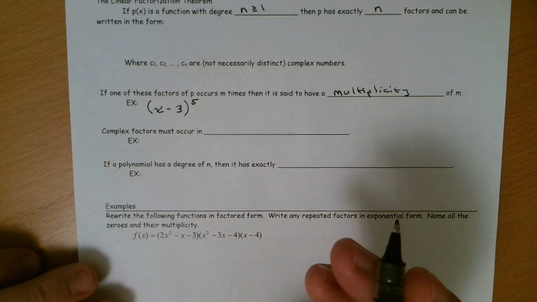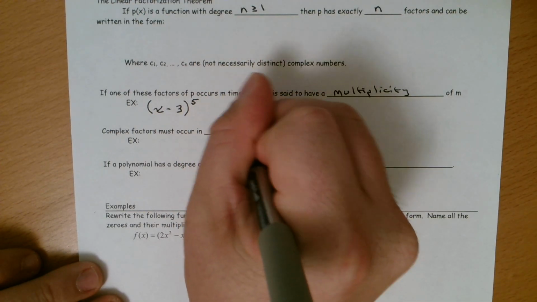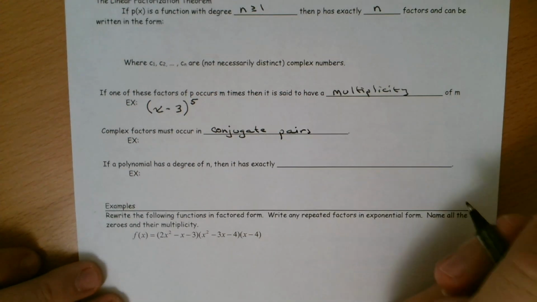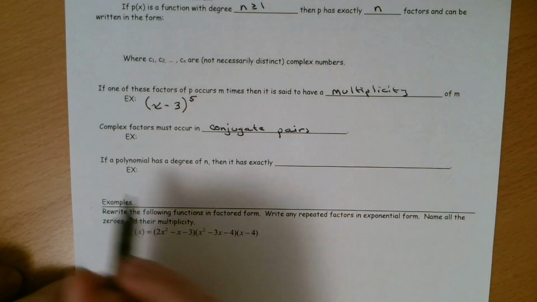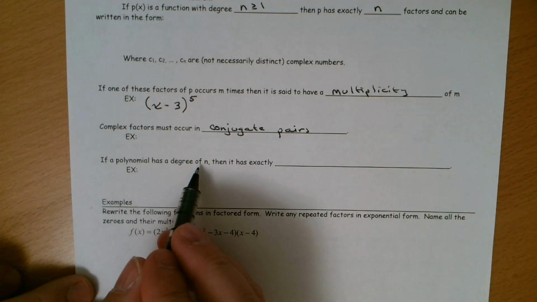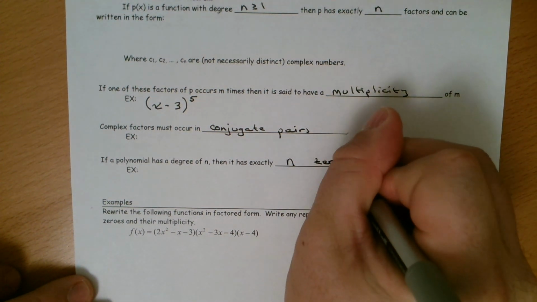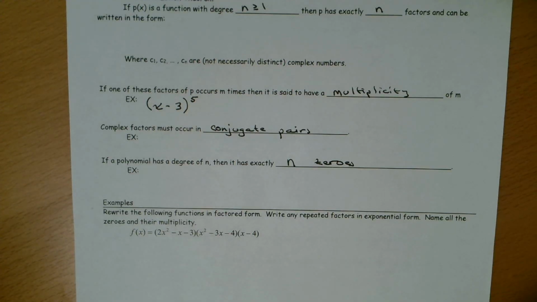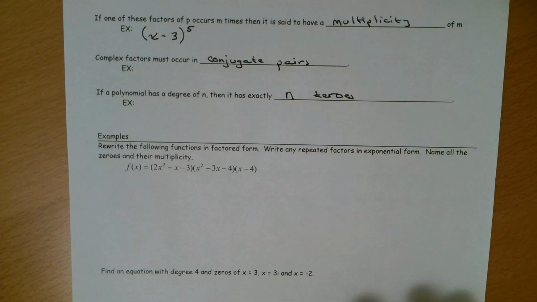So we know that complex factors always occur in conjugate pairs. And lastly, if a polynomial has a degree of n, then we know it has exactly n zeros. And we'll be finding all of those in this section as well. So let's dive straight into an example here and find some zeros and multiplicities, and talk about what's happening there.